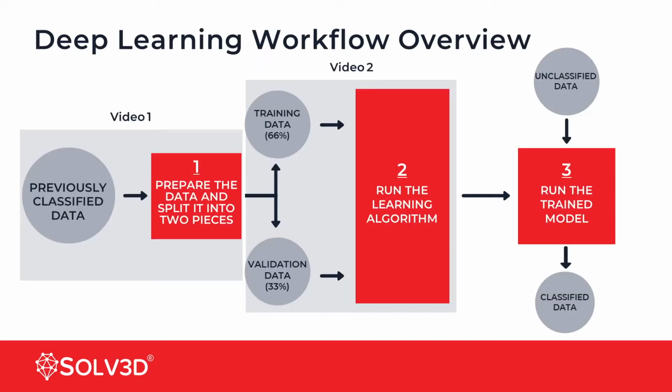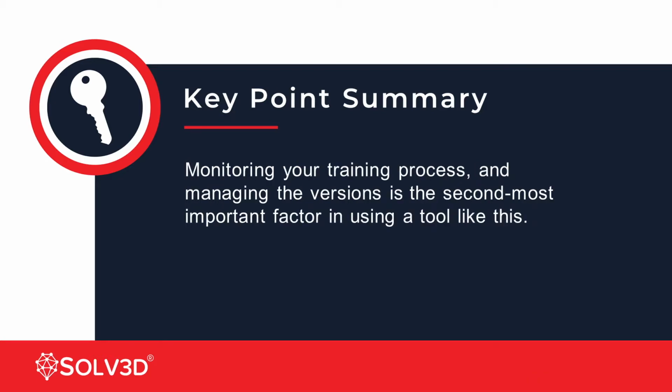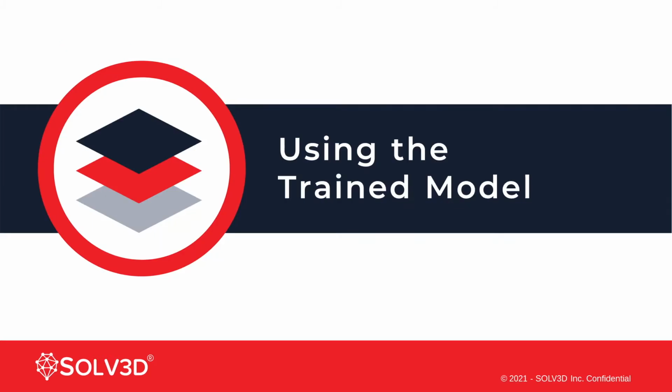So in video 1, of course, we prepared the data and we split it into 2 pieces. We talked a lot about the importance of the quality of that data for training. In video 2, we showed everybody how to run the learning algorithm on that training and validation data to generate the trained model that we're going to talk about here. Perfect. So let's talk about using this trained model then, Brad, and how do we go about using it?